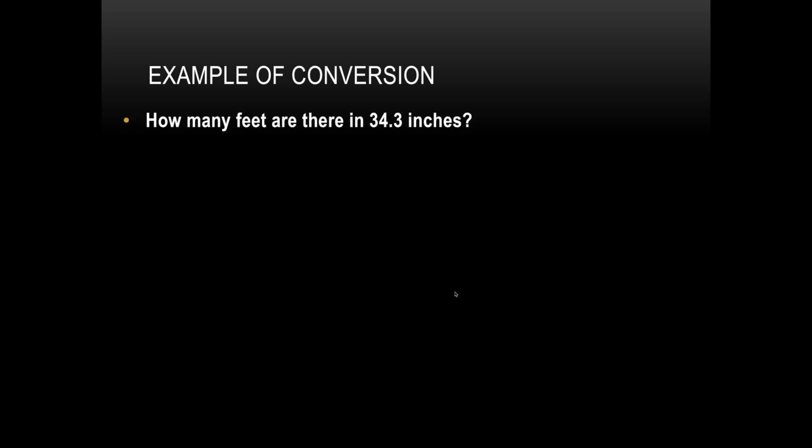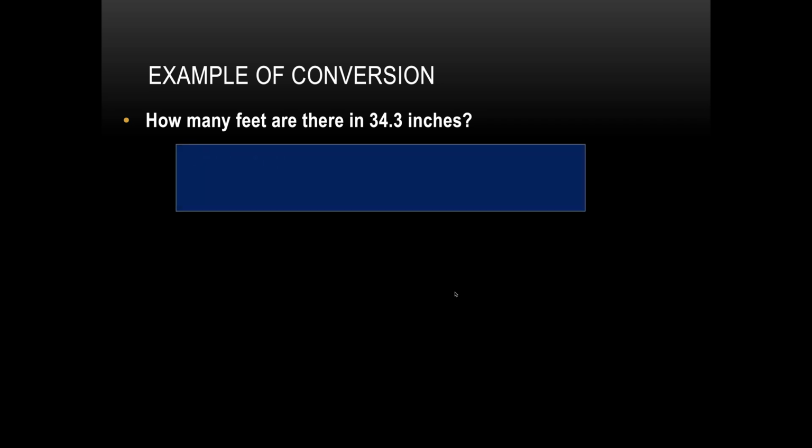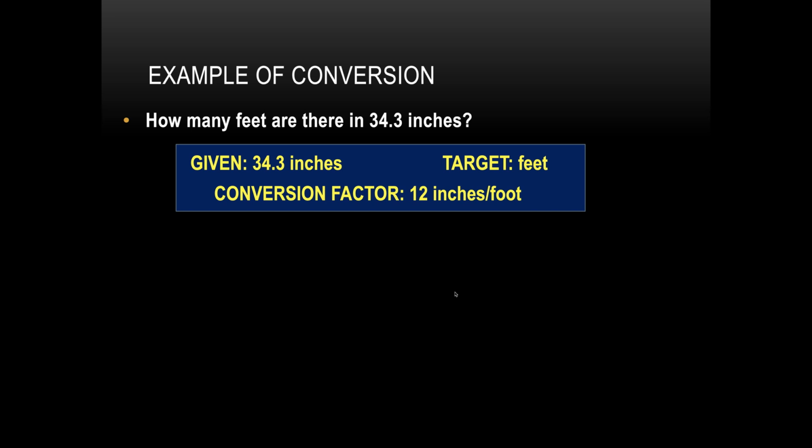How many feet are there in 34.3 inches? So we're given 34.3 inches. Our target is feet. And we know there's a conversion factor to get us from inches to feet, right? I mean, there's 12 inches per foot.